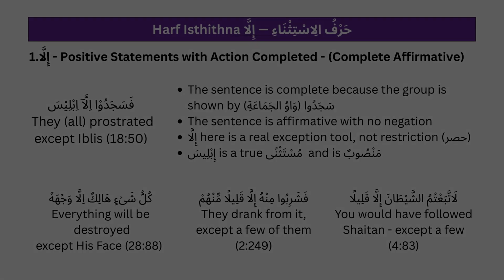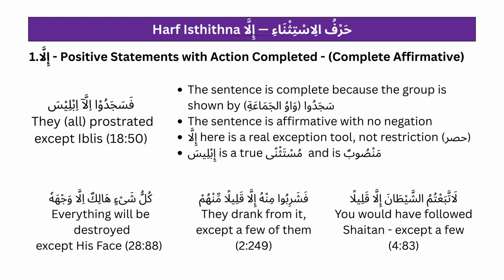Type 1. Positive statements with action completed. Now, we come to the first structure of Illā. This type is called positive statements with action completed, meaning the sentence is affirmative and complete. There are two important characteristics to notice here. First, the sentence is affirmative. There is no negation word like ma or la. Second, the group is clearly mentioned in the sentence. Because the group exists, Illā functions as a real exception tool, not as restriction.